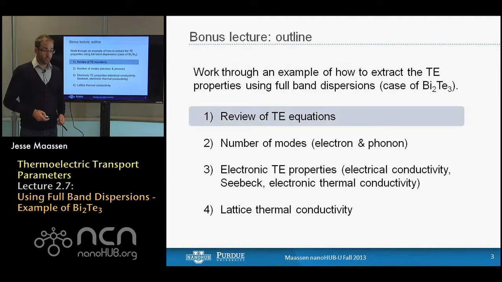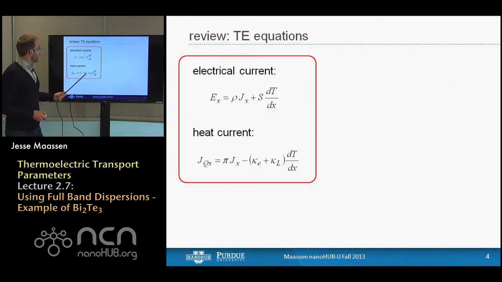Okay, so let's begin with a review of the TE equations. I think you've seen this already many times. I'll just go quickly through this slide. Basically, the thermoelectric principle shows that heat flow and current flow are coupled. So if you look here at the electric field and the heat current, you'll find that they both depend on the electrical current, which is this J sub x, and the gradient of the temperature across the material as well. And what relates all these quantities are the thermoelectric parameters, such as the resistivity, the Seebeck coefficient, the Peltier coefficient, and the thermal conductivities, the electronic part and the lattice part.